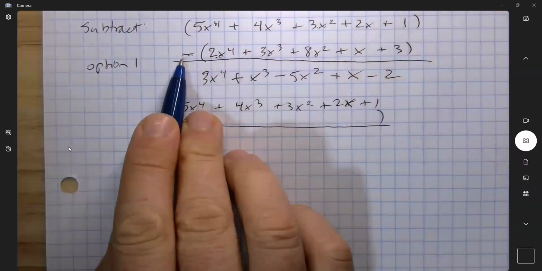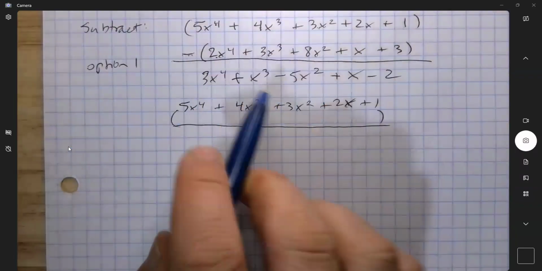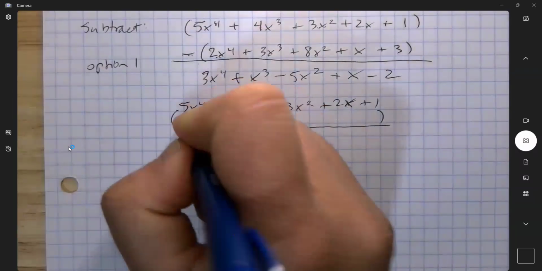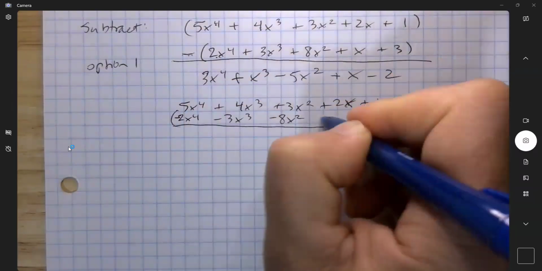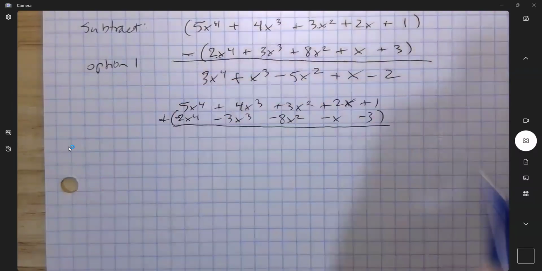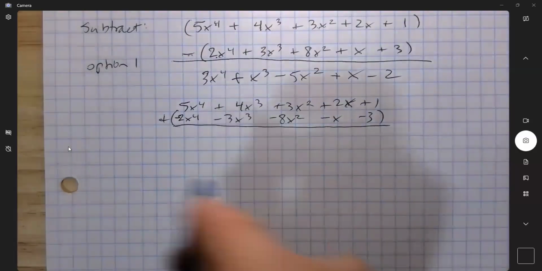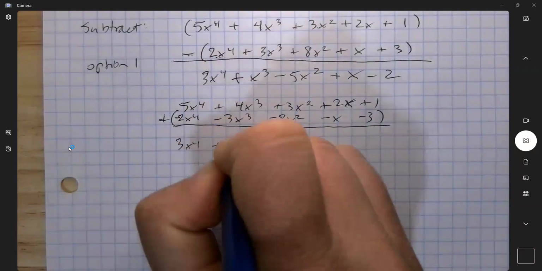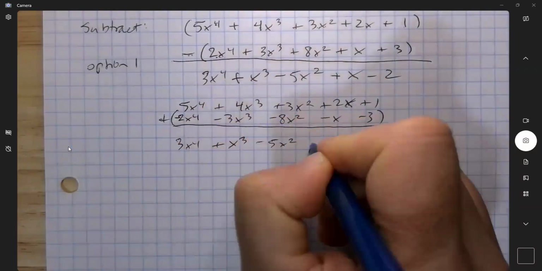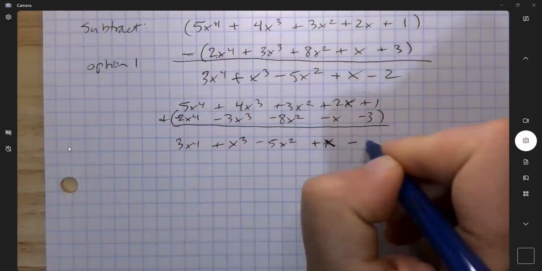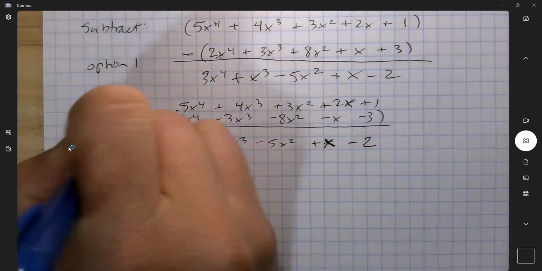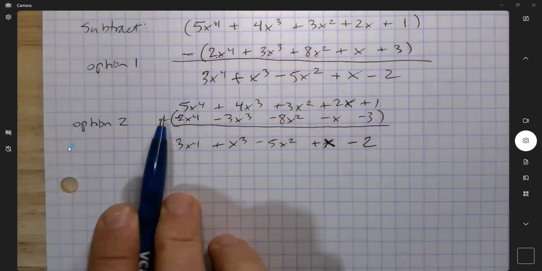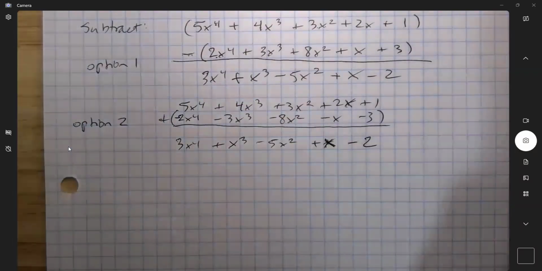Before you do your subtraction, you can take that minus and distribute it through all of the terms. So we have minus 2x to the fourth, and a minus 3x cubed, and a minus 8x squared, and a minus x, and a minus 3. And now it's addition, but I'm still going to get the same answer. I still get 3x to the fourth plus x cubed minus 5x squared plus x minus 2. So option 2 is to push that negative through and switch the signs on each of the terms so that you can add them.